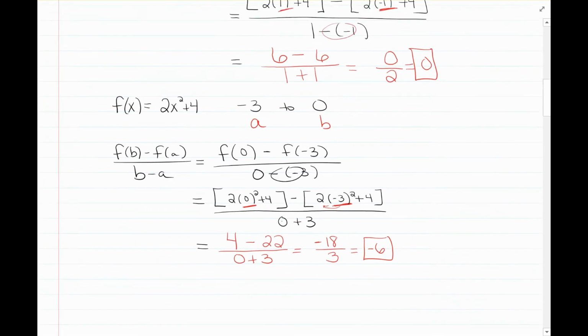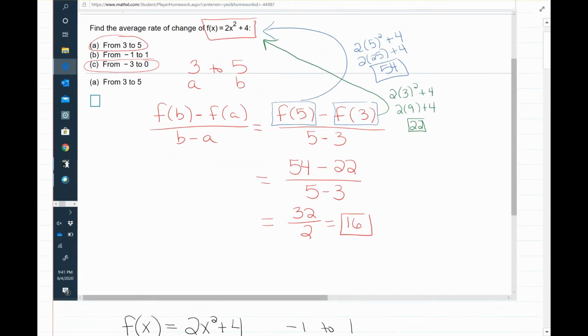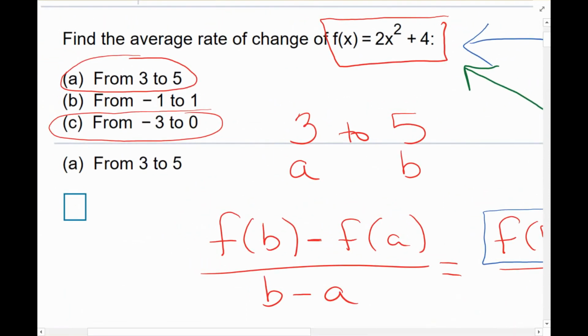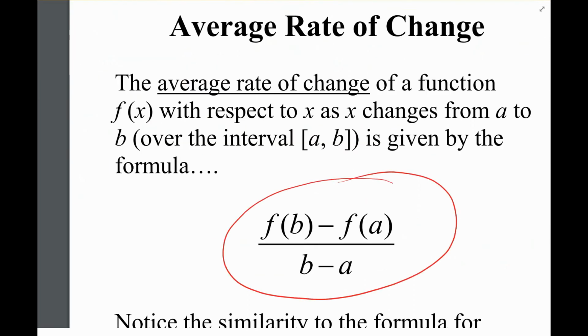So for my 3 answers here, let's scroll back up. I have 16, 0, and -6. Average rate of change. This is a curve, it is a parabola, and we're picking 2 points on that parabola and just finding the slope of the line that goes through those 2 points that you found. And this is your average rate of change.